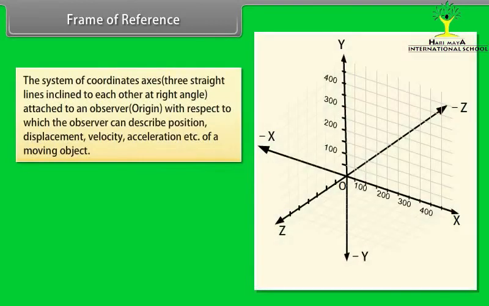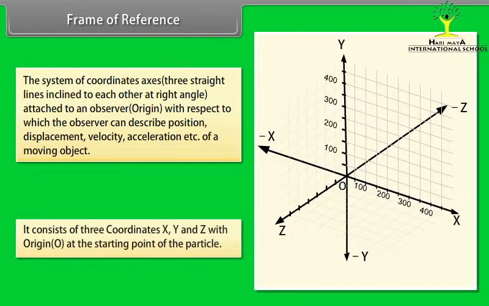Frame of reference. The system of coordinate axes, three straight lines inclined to each other at right angles, attached to an observer, origin, with respect to which the observer can describe position, displacement, velocity, acceleration, etc. of a moving object. It consists of three coordinates, x, y, and z with origin O at the starting point of the particle.